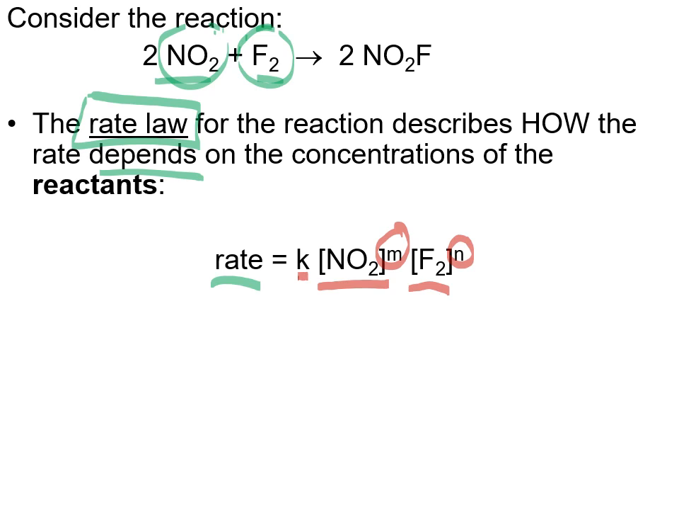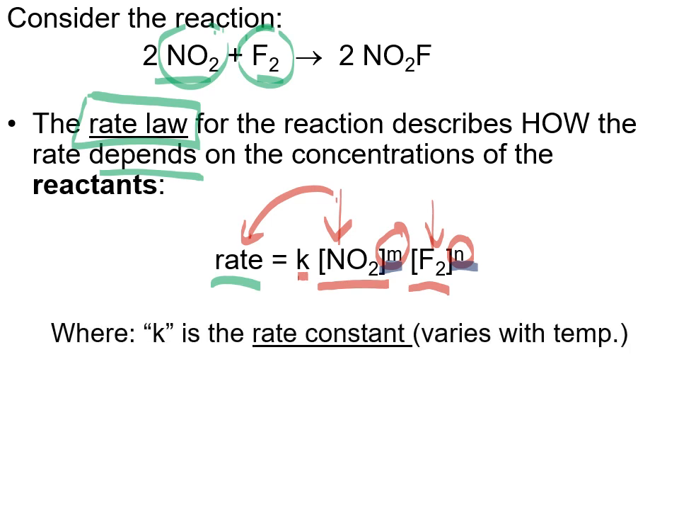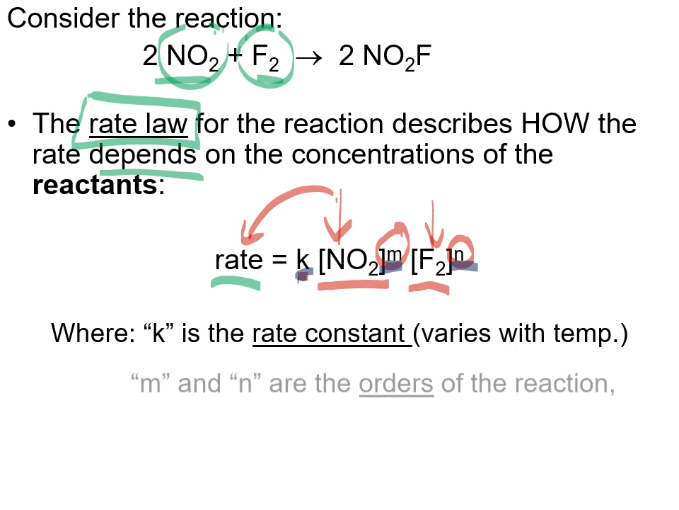So we can calculate out what effect the concentration of NO2 has on changing the rate, or the concentration of F2, what its effect is on the rate of reaction. And it is going to be dependent on these exponents here. So we're going to be essentially solving for what those exponents are. The K is going to be what's known as the rate constant, and K will change with temperature, but as long as you keep the temperature constant, the K value for any given reaction will be the same.